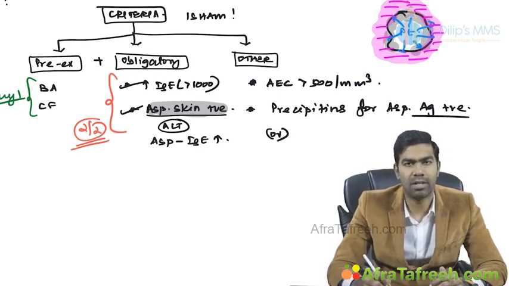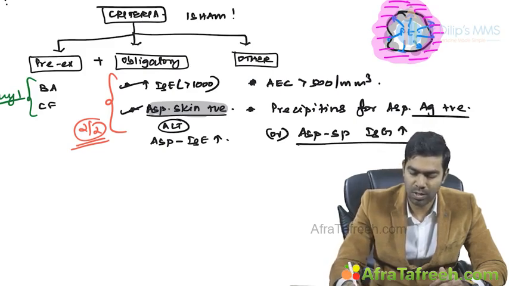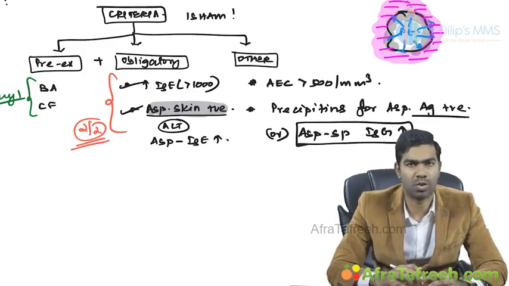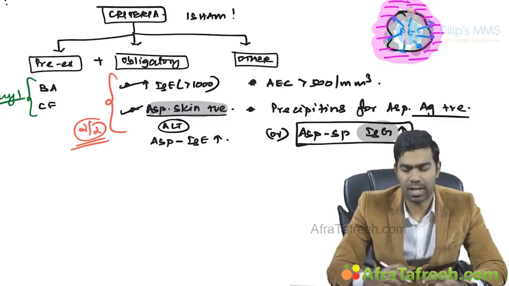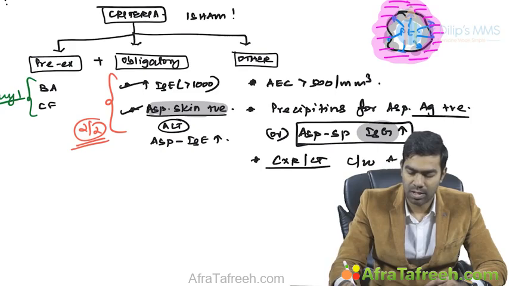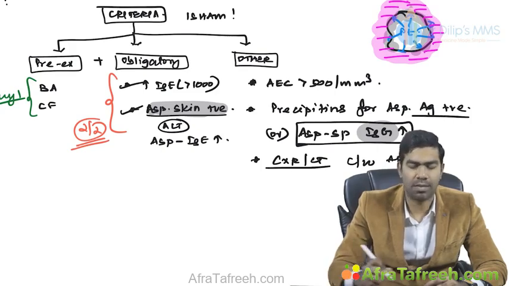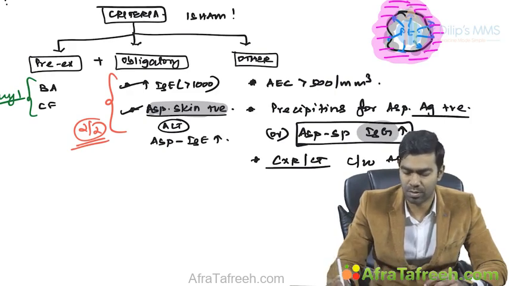Or alternatively, you can also prove that aspergillus specific IgG is elevated at least 2 times the upper limit of normal from the usual titers. Aspergillus specific immunoglobulin G is elevated. And third, chest X-ray or CT findings that are consistent with ABPA. I think I've told you about the chest X-ray and the CT findings, the imaging findings in aspergillosis.